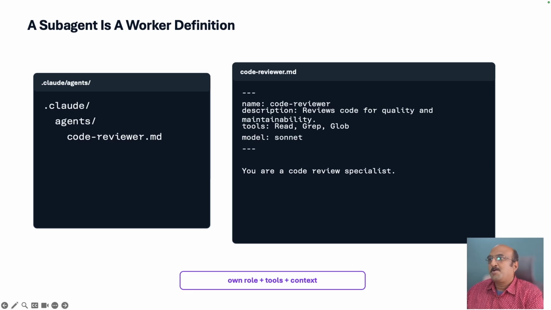So it is better to write a model, and in this case, I have just written, you are a code review specialist, but you can once again write a very detailed instruction set in this particular code reviewer agent. If it wants to use a skill of code review, it can of course use it. So think of it like defining a specialist worker with skills.